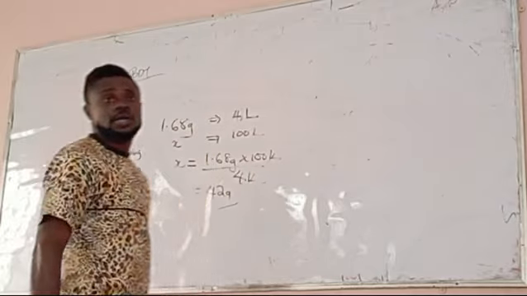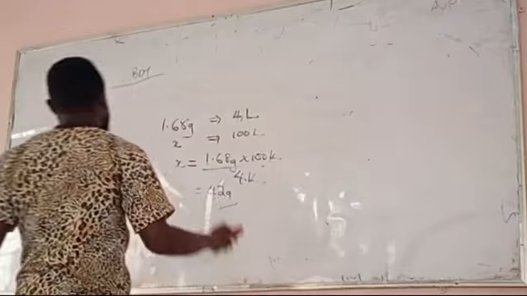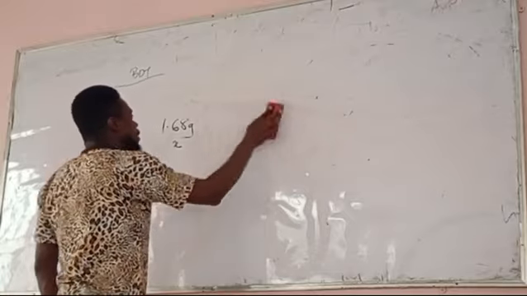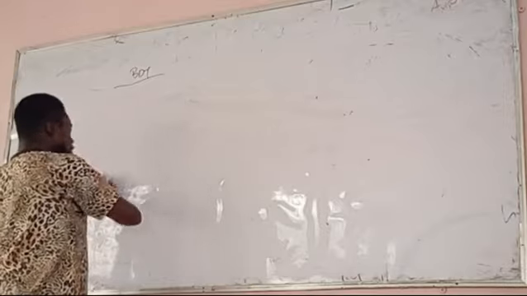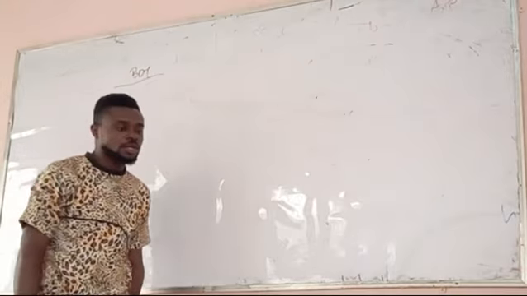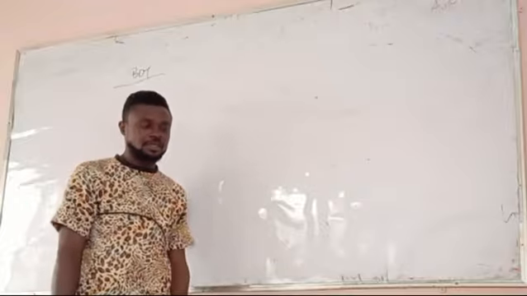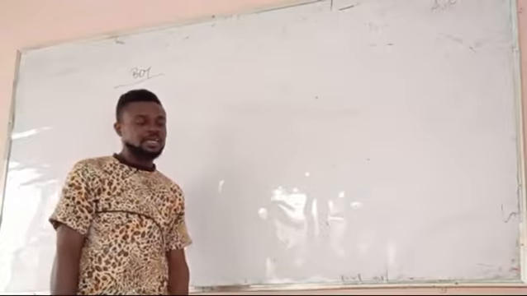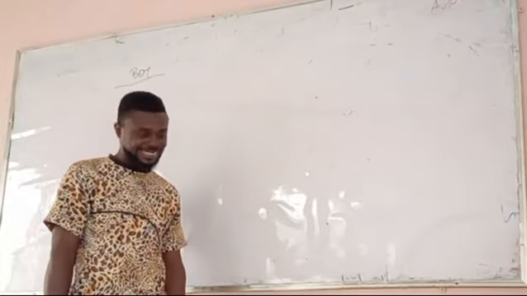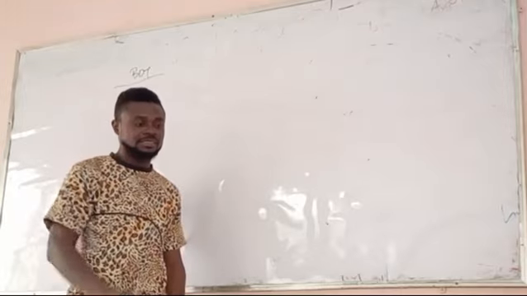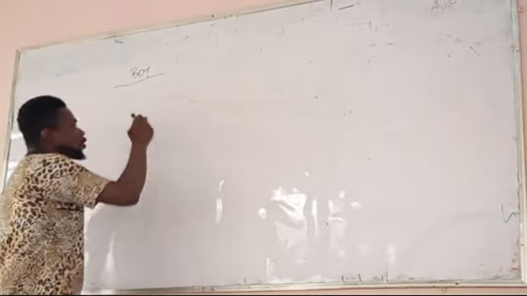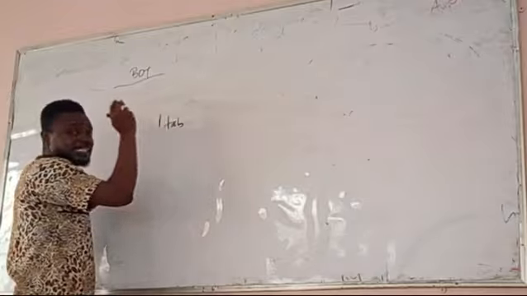Question number 11 says low dose aspirin contains 1/4 grains of aspirin in each tablet. Low dose aspirin contains 1/4, so that means 1 tablet of the low dose aspirin.